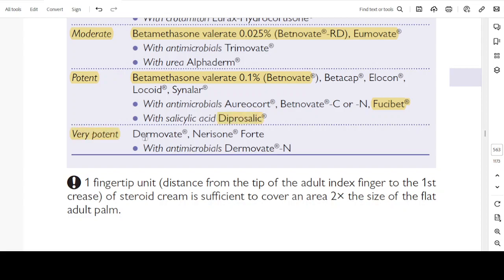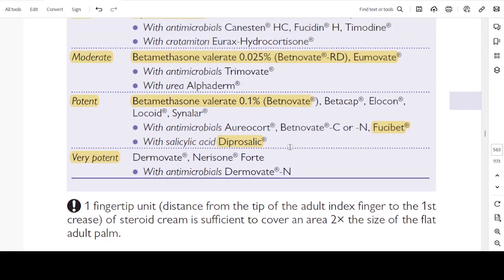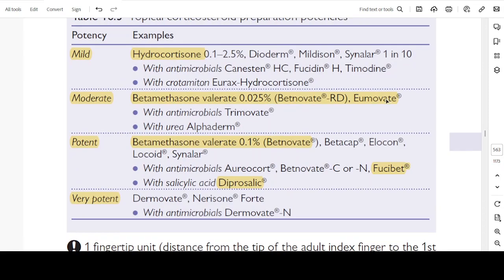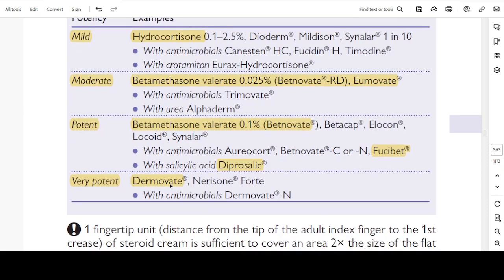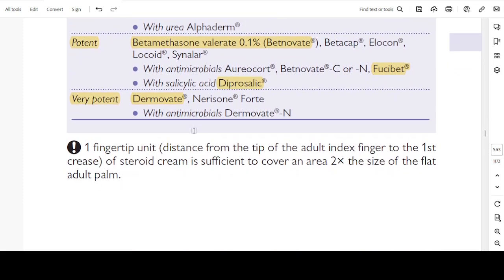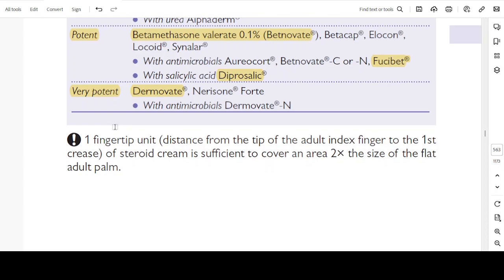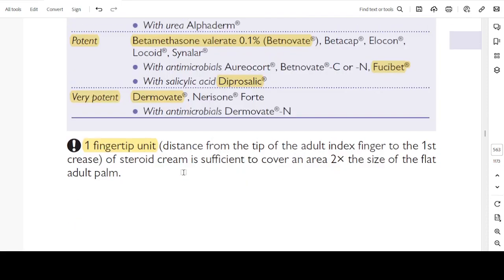Very potent steroids: Dermovate, Nerisone Forte, with antimicrobials, Dermovate N. So here Eumovate is clobetasone, and Dermovate is clobetasol propionate. Clobetasol is very potent, and clobetasone Eumovate is moderately potent, and potent is betamethasone. Elocon is mometasone.